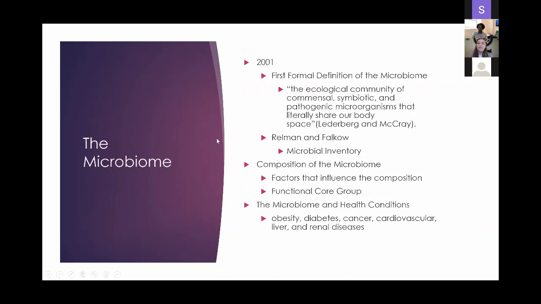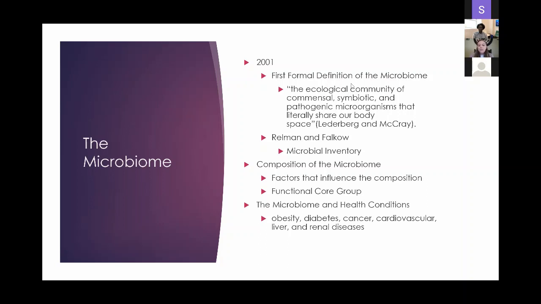2001 was a really big year for the microbiome. This was the first formal definition of the microbiome by Lederberg and McCray, and they described it as the ecological community of commensal, symbiotic, and pathogenic microorganisms that literally share our body space. In the same year, Wellman and Falkow set out to create a microbial inventory of all the different areas of the body, and they found that the genomes that make up the human body consisted of bacteria, fungus, and viruses, but mainly were bacteria.